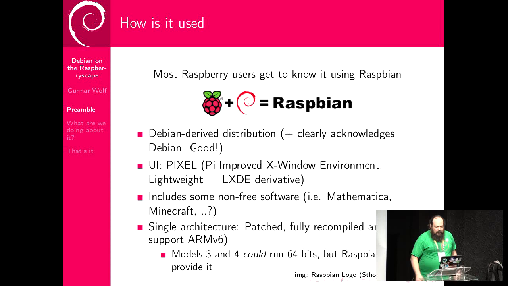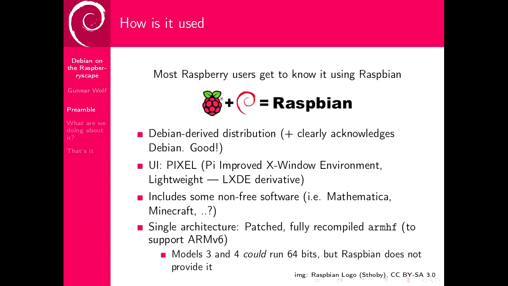Raspbian does include some non-free software. I'm not sure about those details, but I understand it includes bits of Mathematica, Minecraft, and I don't know what more. It's a patched and fully recompiled Debian, so ARMHF can be used in a V6 chip, right? Raspbian does not build a different set of images for the 64-bit able models.